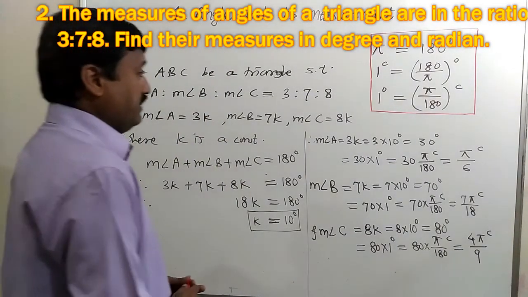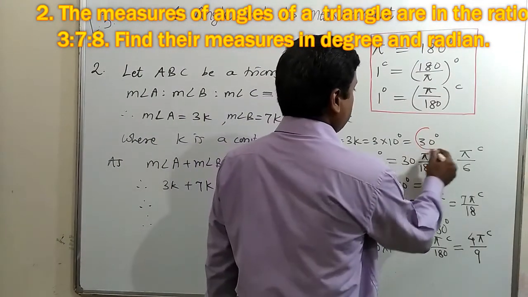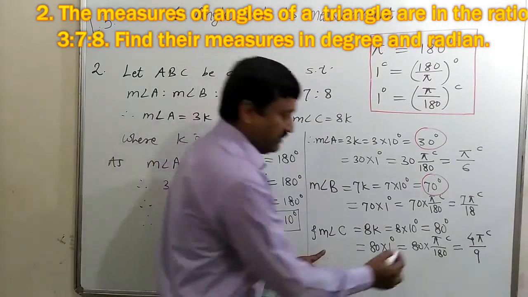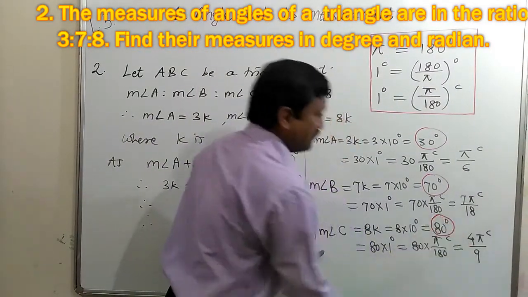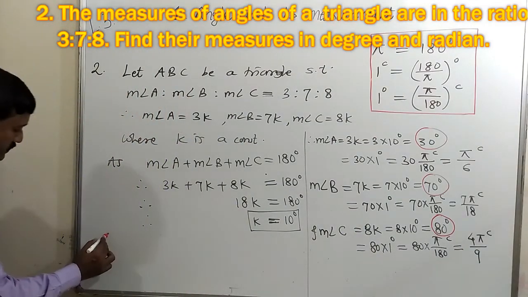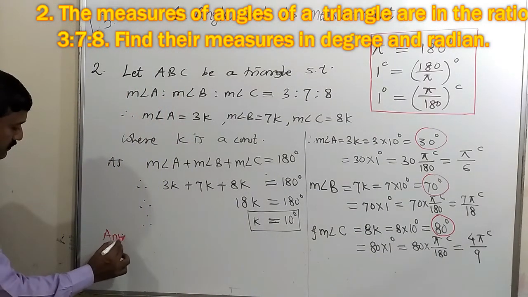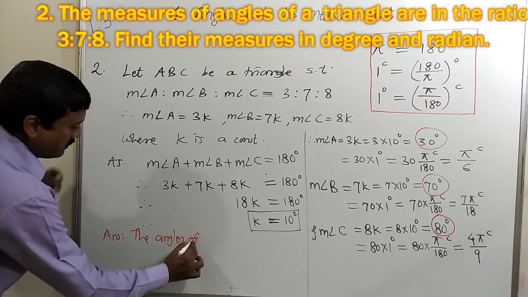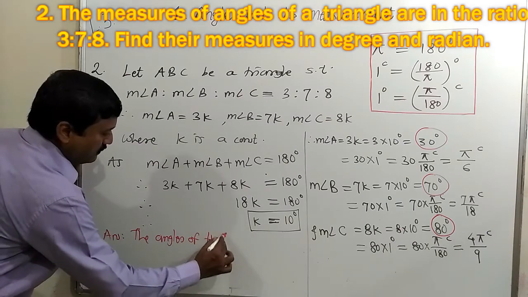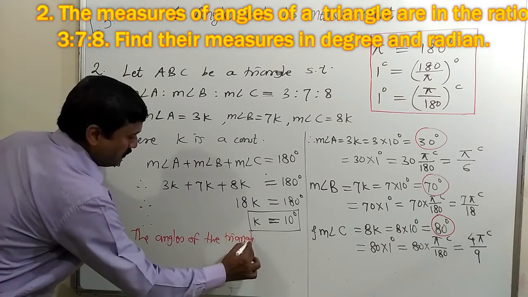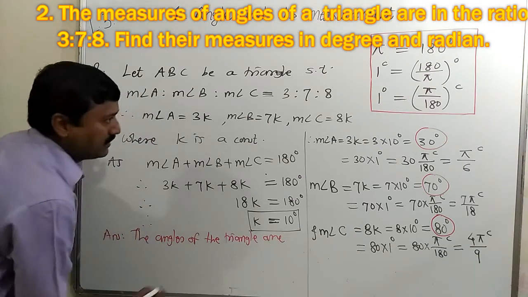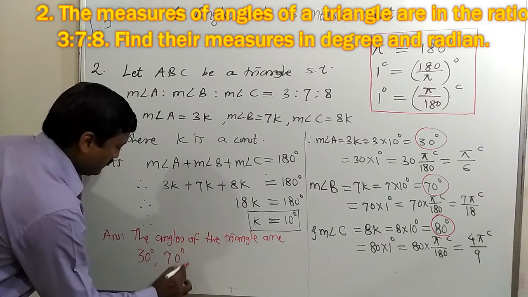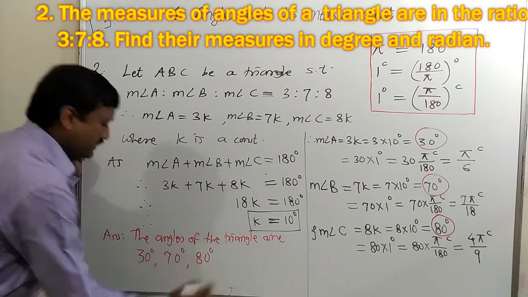Here measure of angle A will be 30 degree, measure of angle B will be 70 degree, and measure of angle C will be 80 degree. So therefore the angles of the triangle are 30 degree, second one 70 degree, and 80 degree.